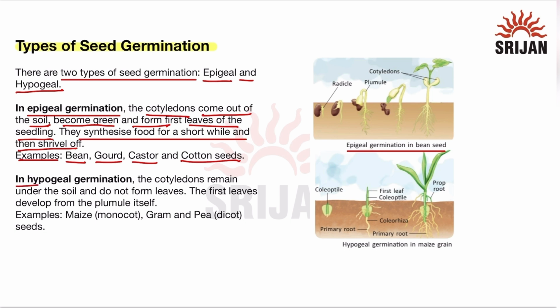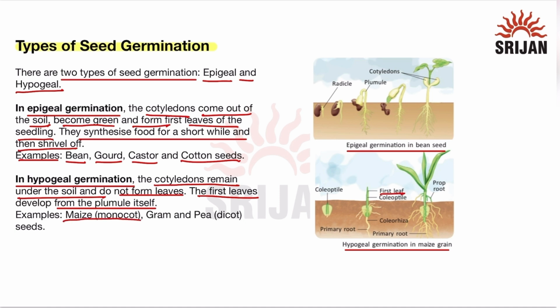Now in case of hypogeal germination, the cotyledons remain under the soil and do not form leaves. The cotyledon in this case will grow under the soil only and will not come out as in the case of epigeal germination. We can see in this figure which shows hypogeal germination in a maize grain. So the cotyledon is growing under the soil only and does not come out, and the first leaf is formed by the plumule itself, that was the tiny shoot.